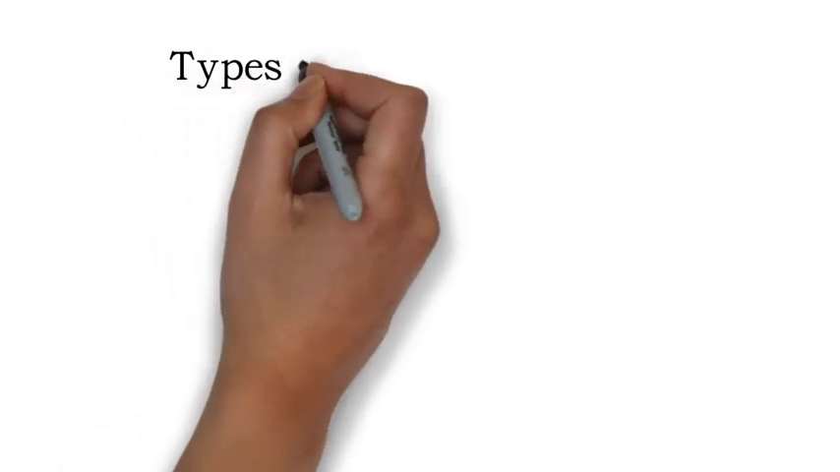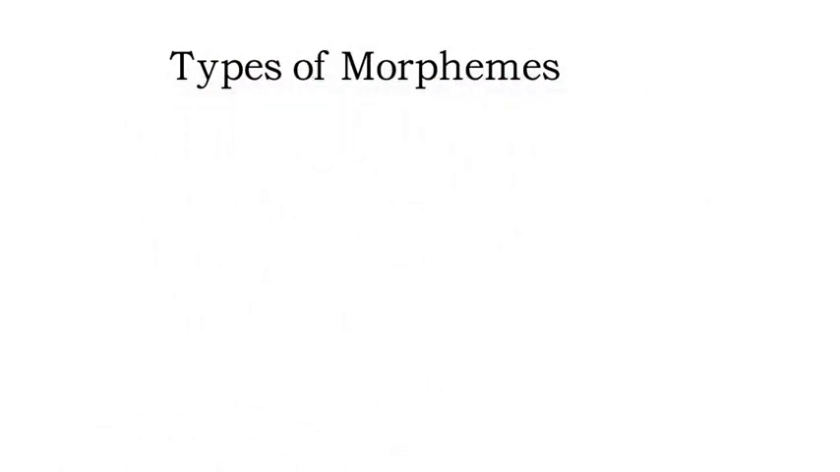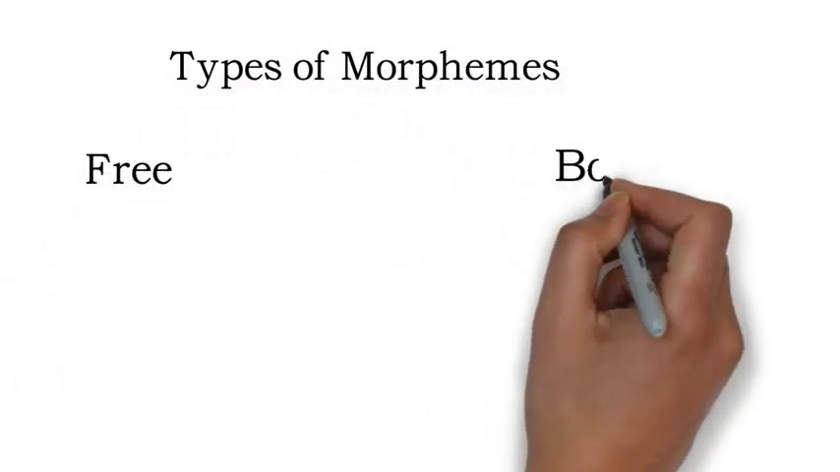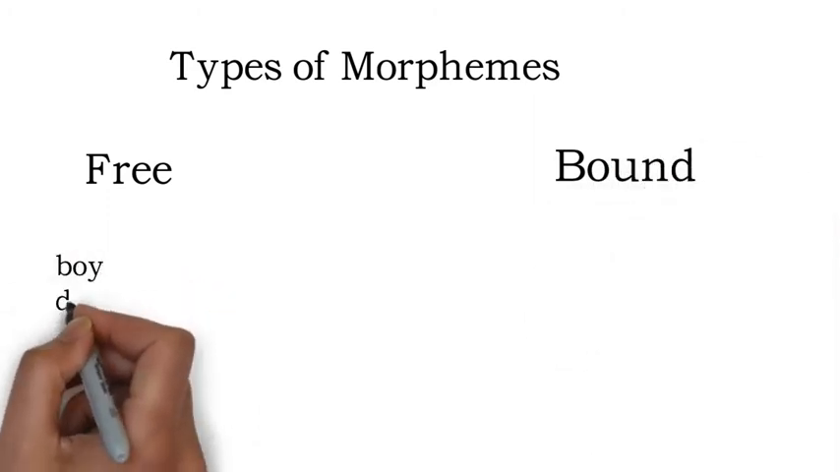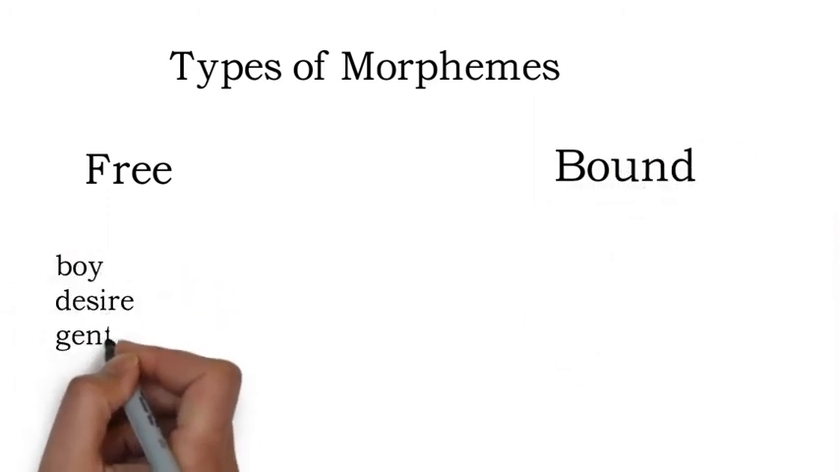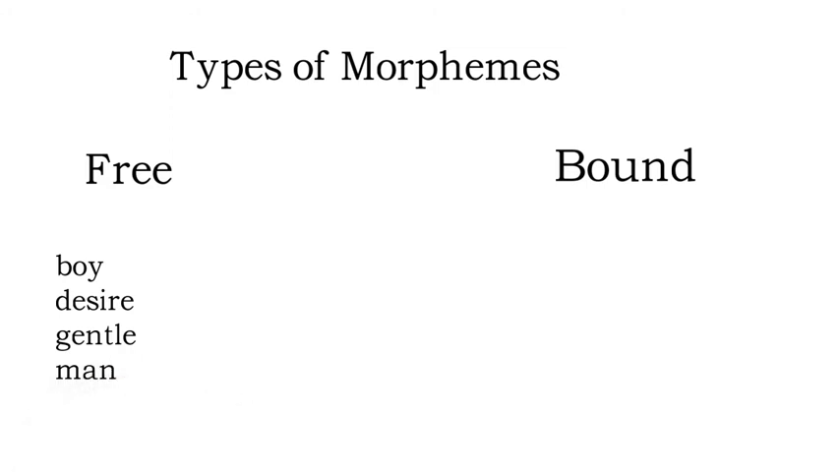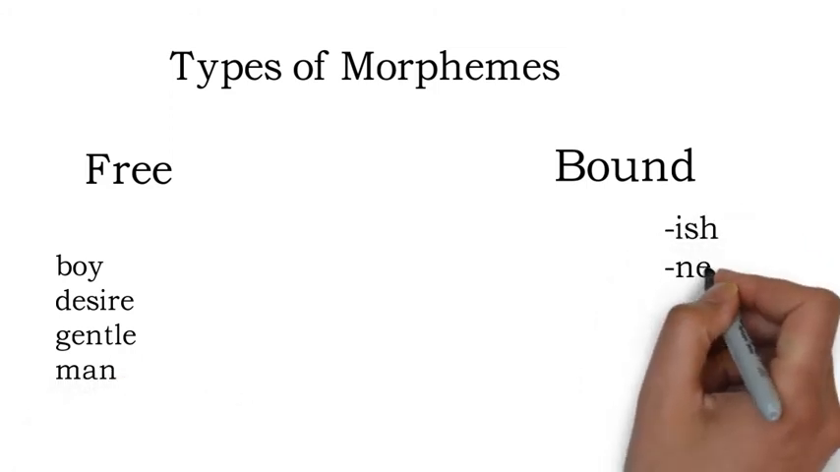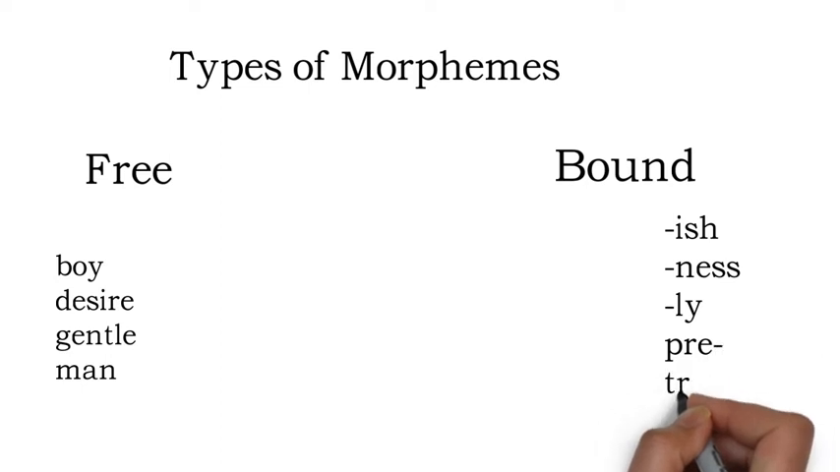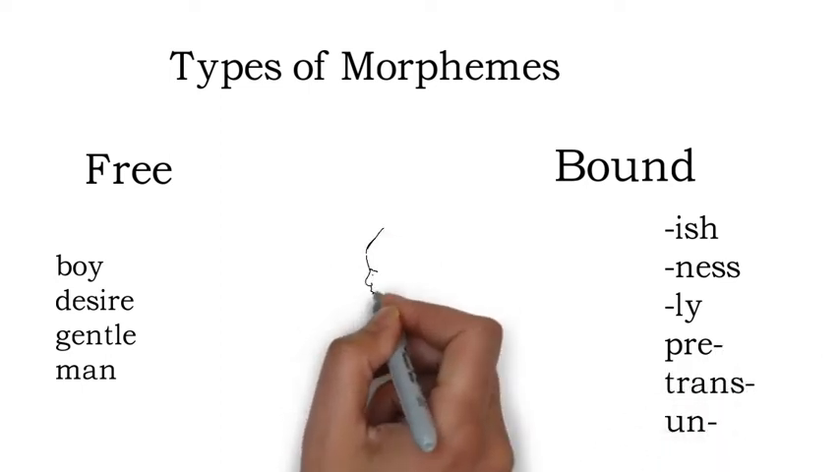Now, back to the morphemes, let's see the types of morphemes. First we have free and bound morphemes. Some morphemes like boy, desire, gentle, and man may constitute words by themselves. These are free morphemes. Other morphemes like -ish, -nest, like, pray, trans-, and -on are never words by themselves, but are always parts of words.